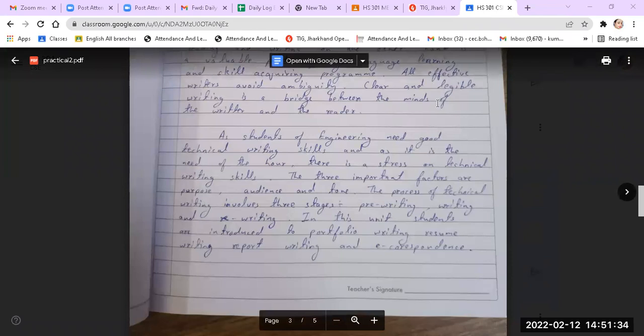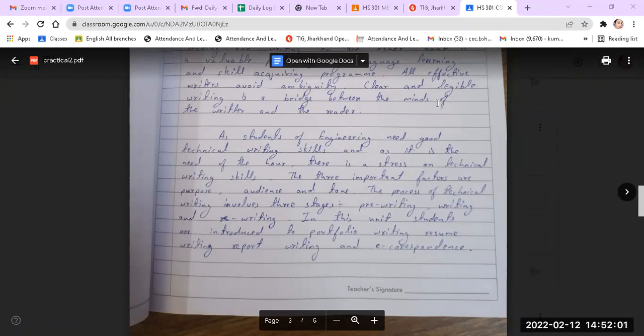Now, the three important factors are purpose, audience, and tone. The purpose of technical writing involves 3 stages. ये सबसे ज़्यादा important चीज होता है technical writing. जब तक एक अच्छा technical report writing नहीं करोगे project के लिए, कहीं validation नहीं होगा आपका. There will be no validation of you people in any kind of technical report writing wherever. That is pre-writing, writing, and rewriting.